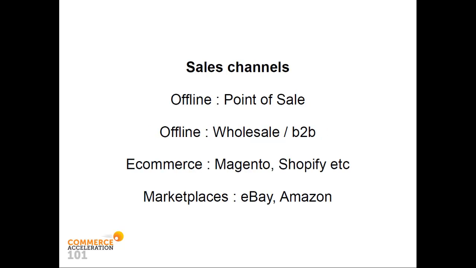because successful businesses and commerce acceleration is really about being multi-channel. It's about being where your customers are. And here are a couple of examples of sales channels just to make it really clear. Offline, there's point of sale and wholesale, B2B, so maybe your telephone sales. You've got a number of different e-commerce options, Magento, Shopify. These are different e-commerce platforms, shopping cart systems if you like. And then the online marketplaces, eBay, Amazon, and so on.